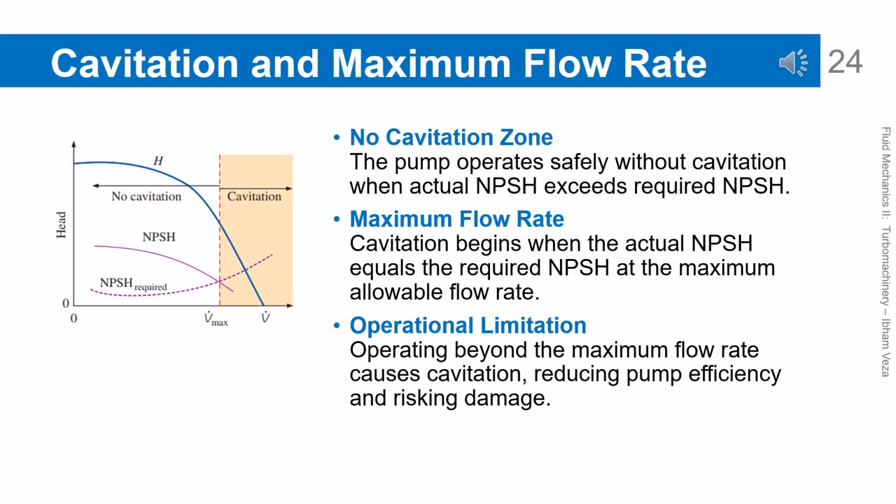Cavitation and maximum flow rate. A pump can operate without cavitation as long as the available NPSH is greater than the required NPSH. At a certain maximum flow rate, these two values become equal and the safe operating limit is reached. If the flow rate is increased beyond this point, cavitation becomes unavoidable. This condition causes performance degradation and risk of mechanical damage.